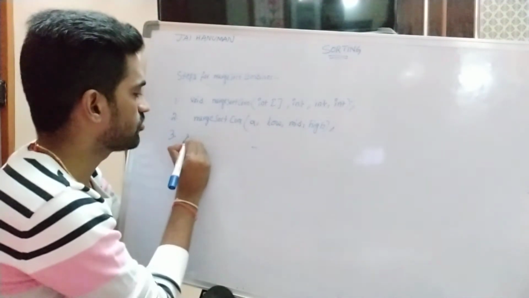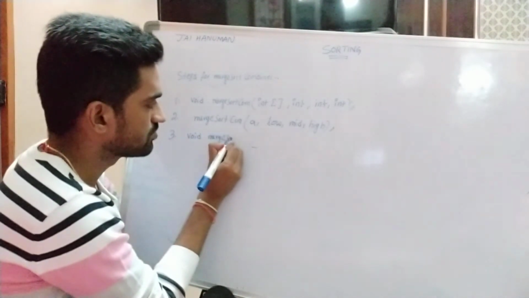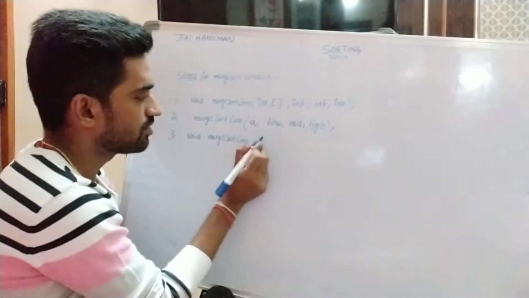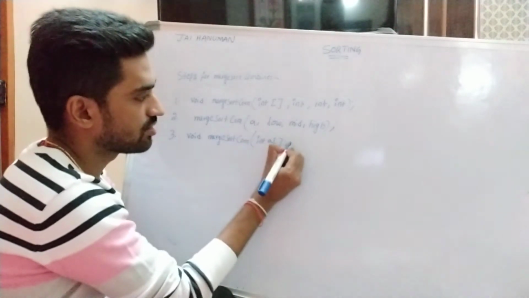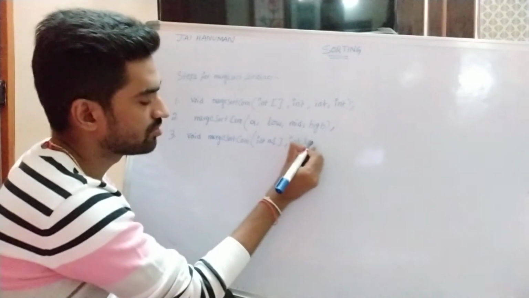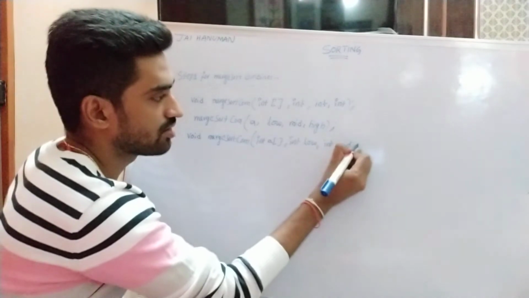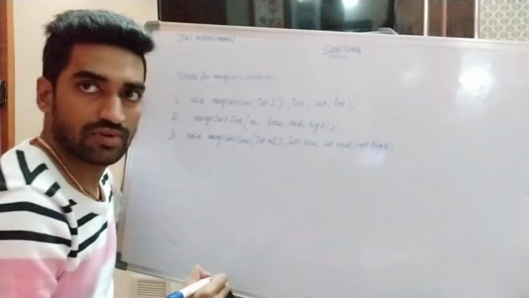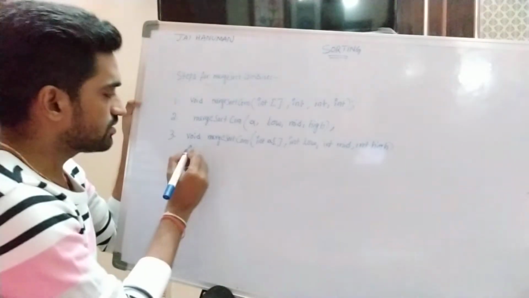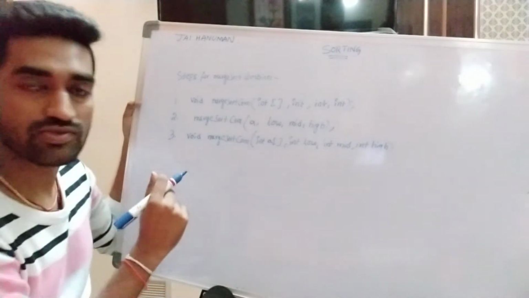Right? So, merge sort combine, which contains array A, low, mid, high, right? So after creating the function definition, then we are writing the actual procedure, right?